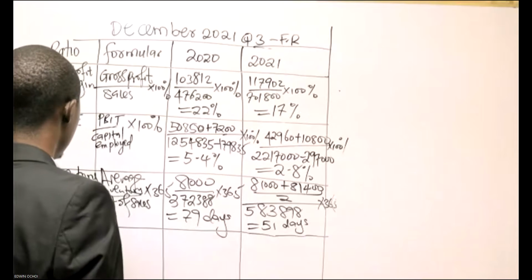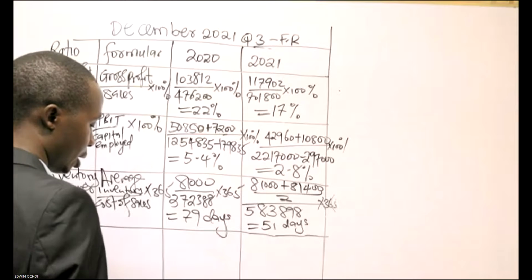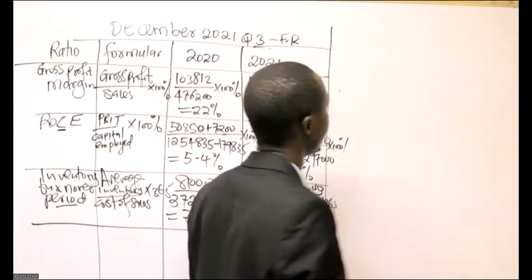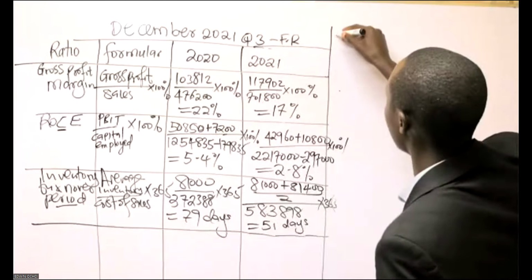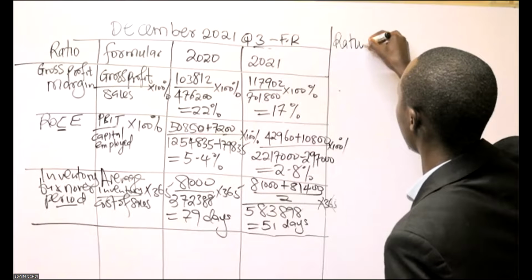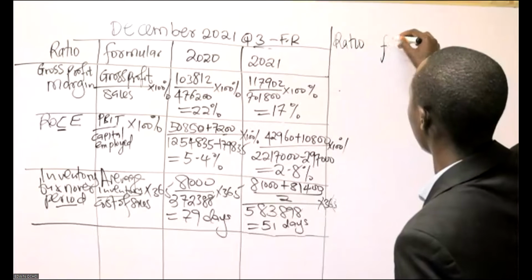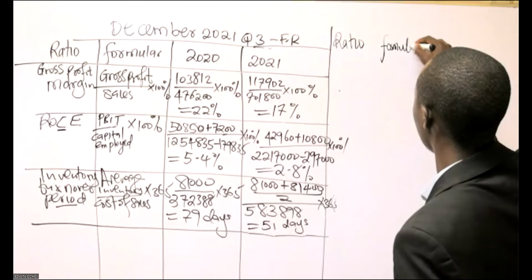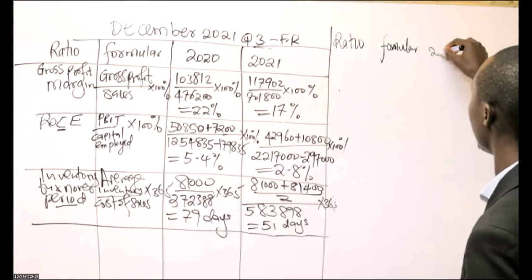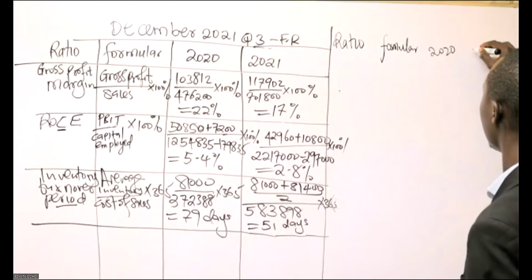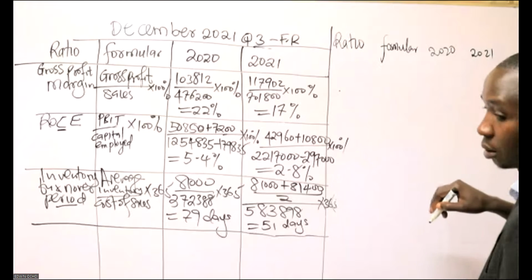So which one is remaining? There were 4 or 5. So trade receivable collection period. So ratio, need the formula. 2020, 2021.